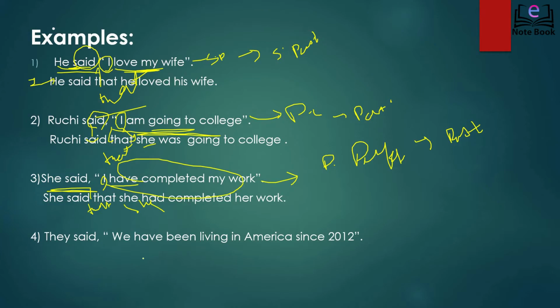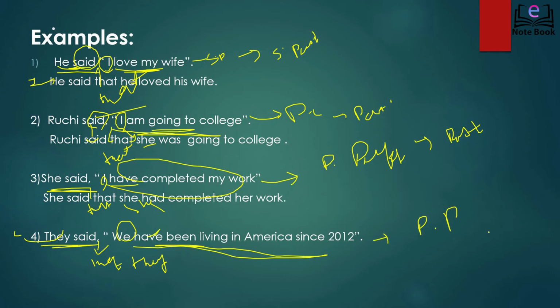Here's another example. They said, "We have been living in America since 2012." Here we add that. First thing to be done, we has to be changed to the subject of the reporting verb, that is they. And note the tense of this reported speech. It is present perfect continuous tense, so this has to be changed to past perfect continuous. And the answer becomes, they said that they, have becomes had here, they had been living in America since 2012.